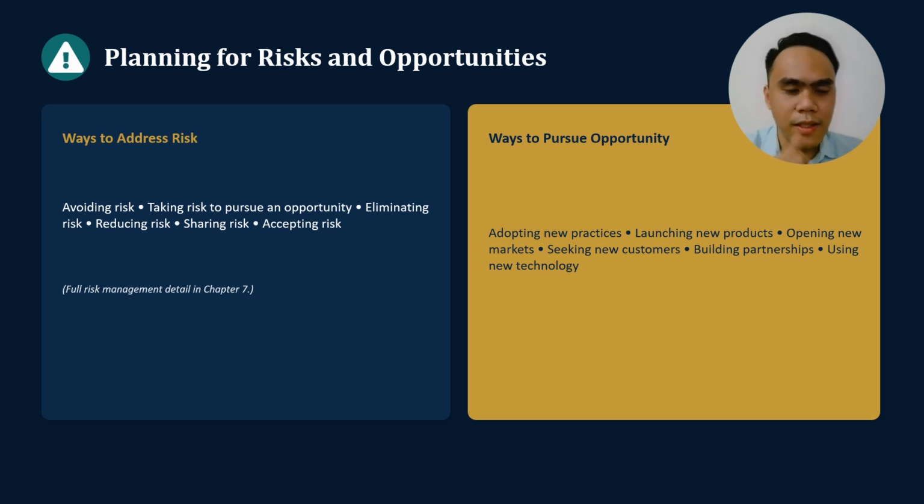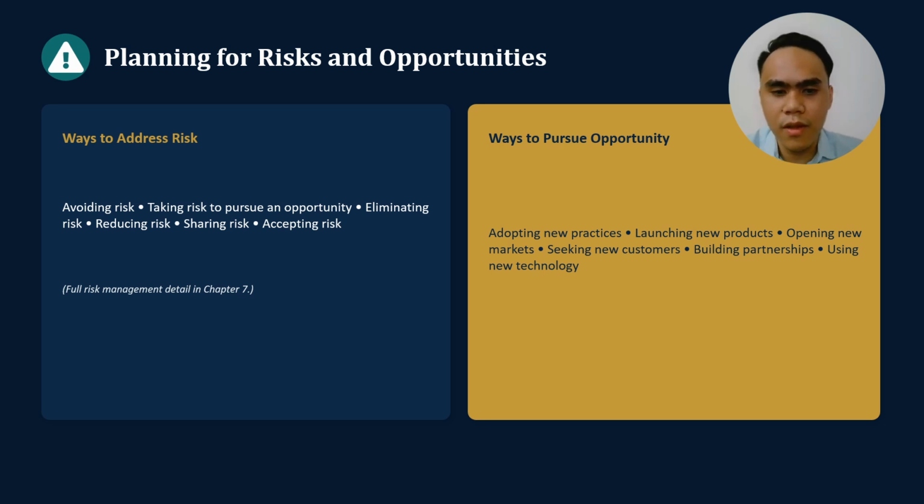Accepting risk is a legitimate strategy, not a failure to manage it. Sometimes the cost of avoiding or eliminating a risk outweighs the risk itself. Full risk management detail can be covered in chapter 7. Right now we're just going to lay out the foundation here. On the opportunity side, planning for opportunities may include adapting new practices, launching new products, opening new markets, seeking new customers, building partnerships, and using technology.